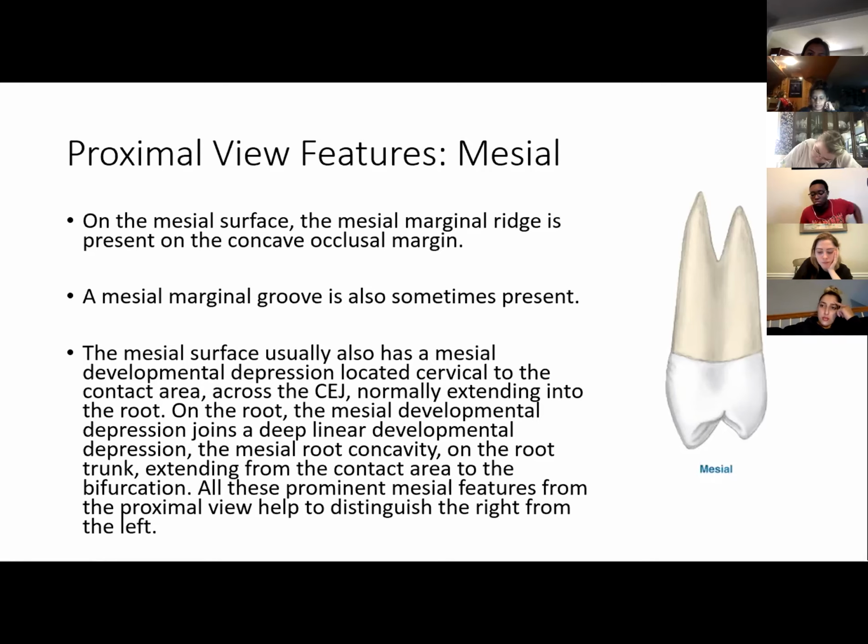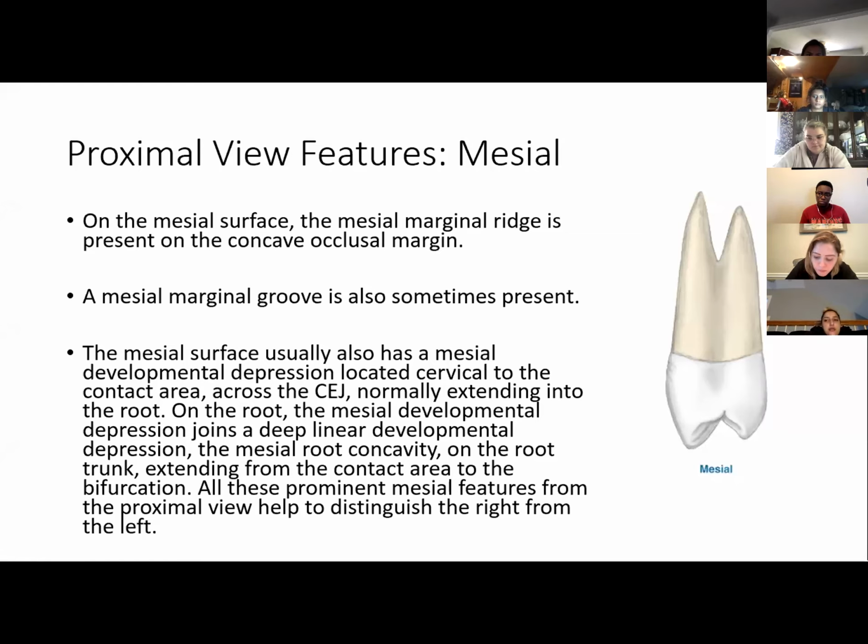So when we talk about the proximal view, that means we're talking about either the mesial or the distal view of a tooth, okay? On the mesial surface, the mesial marginal ridge is present on the concaved occlusal margin. So there is a ridge on the margin by the occlusal. And then the mesial marginal groove is also present. So you can see that little groove there.